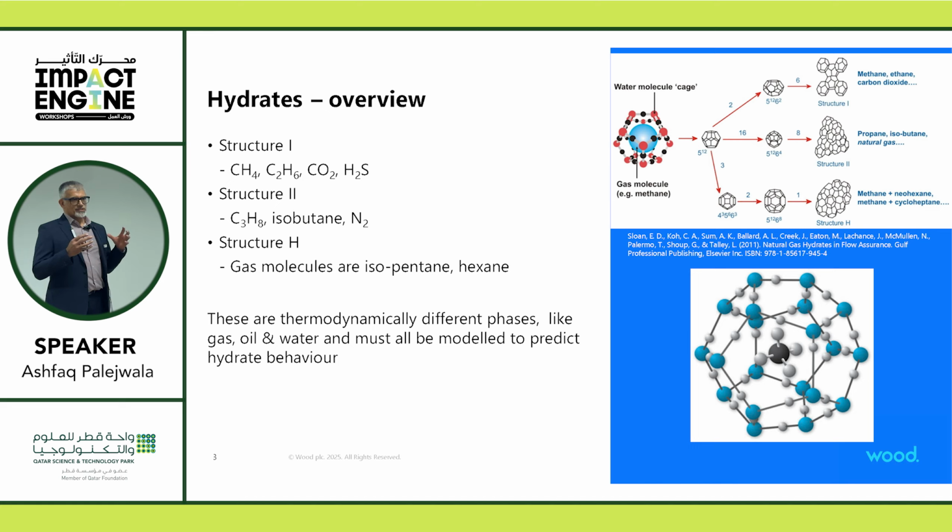So basically, it's just driven by water molecules trying to capture gas. And now you get three typical structures that are formed: structure 1, structure 2, and structure H. And you'll see a depiction of them. So typically, structure 1 is the smallest, so it captures small molecules. Structure 2 is then propane, isobutane, nitrogen, and so on. But basically, it's a water cage that traps the gas molecules.